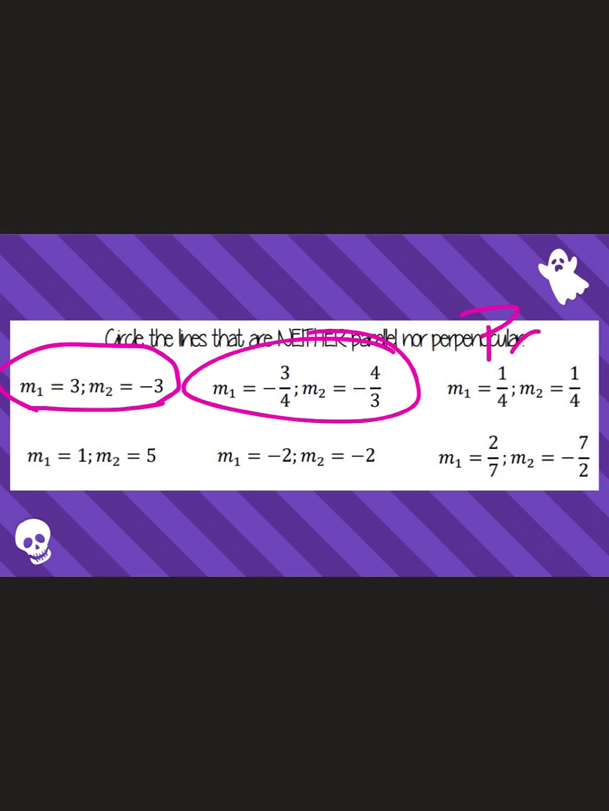So I'm just going to put par for parallel. What about 1 and 5? Neither. Negative 2 and negative 2? Parallel. The next one is perpendicular, so I'm going to put per for perpendicular, because it did the flip and it switched the sign. What if half does?